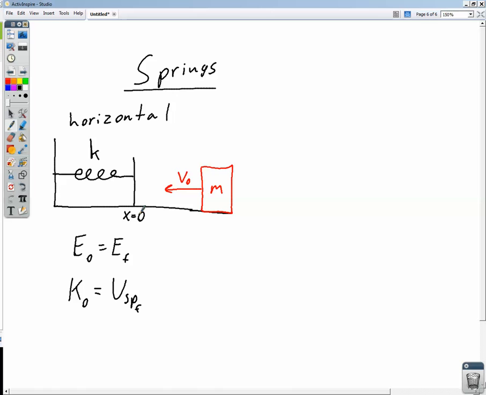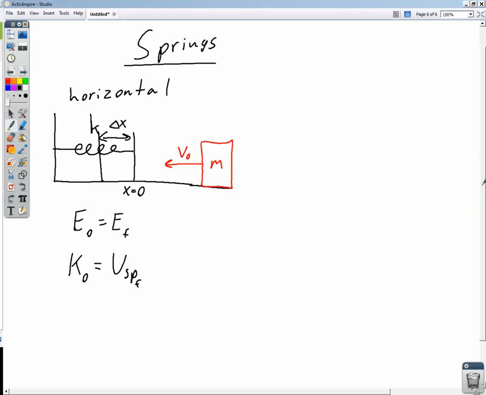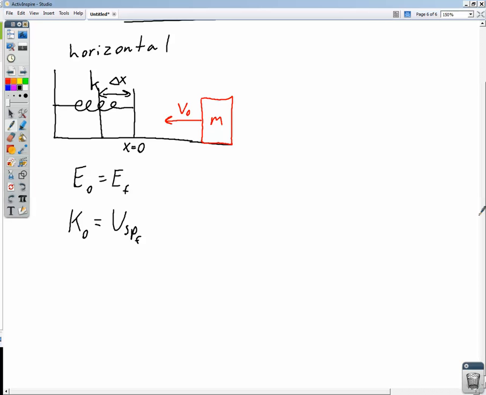All right? So when that mass comes in and causes the compression of the spring, delta x, we know that the spring potential energy is just going to be 1/2 kx squared. So the initial kinetic energy of the system is 1/2 m v naught squared, and it compresses the spring: 1/2 k times delta x squared.